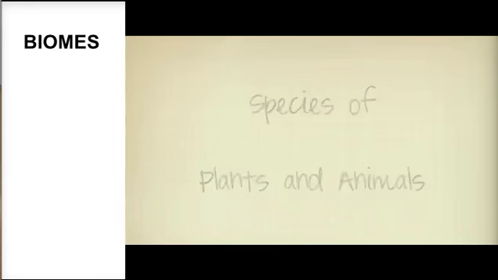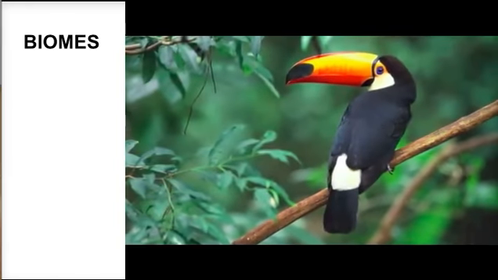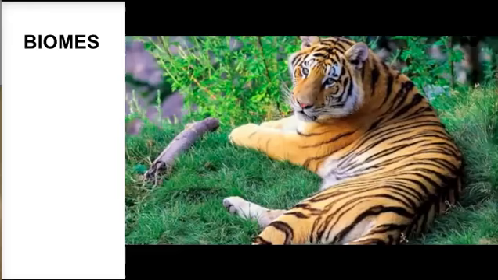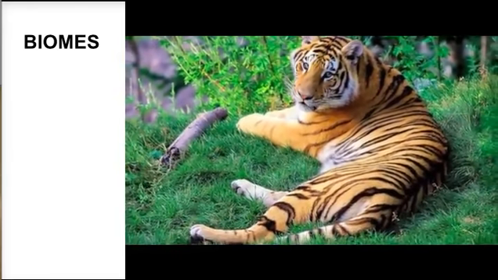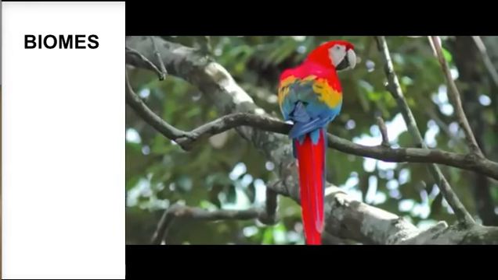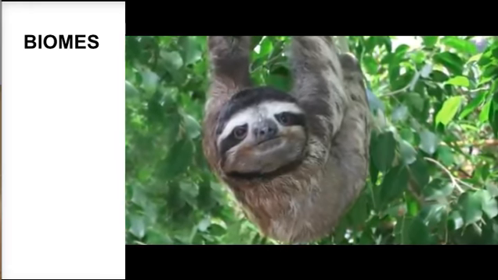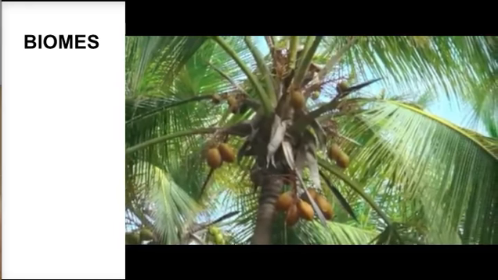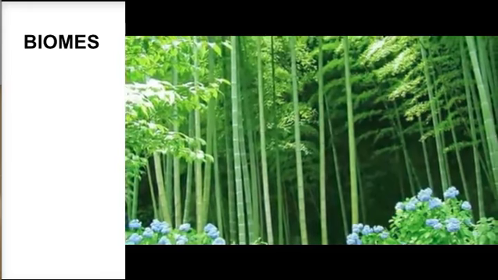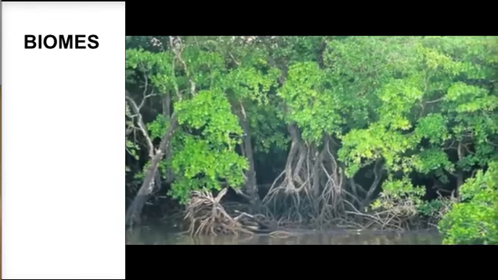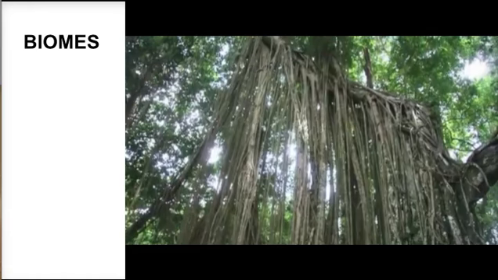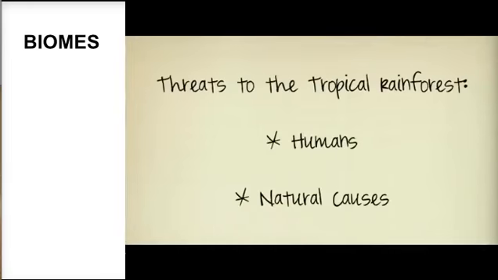There are many different species of animals that live in the rainforest. These include the toucan, Bengal tiger, spider monkey, macaw, the tree frog, and the sloth. In the tropical rainforest, there are also different plant species, such as coconut trees, Bengal bamboo, jambu, mangroves, and strangler figs. The major threat to the tropical rainforest is humans.